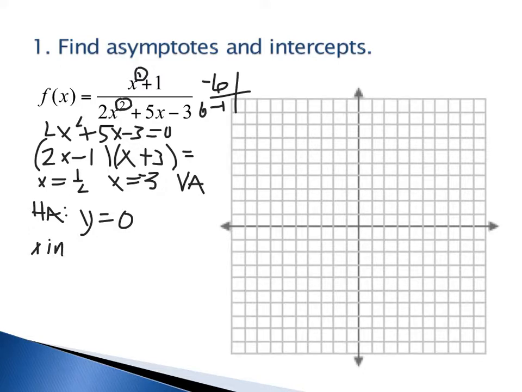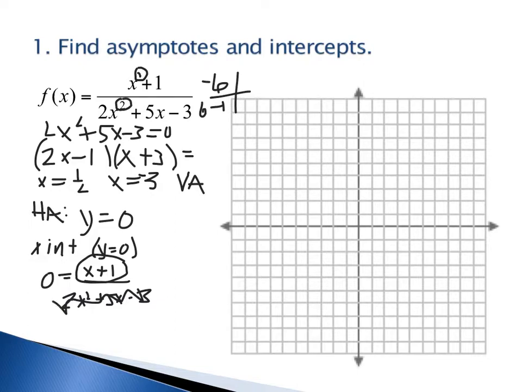So for our x-intercept, okay, we're going to set y equal to 0, and we're going to just solve. So if we do that, we have 0 equals x plus 1 over this 2x squared plus 5x minus 3. Okay, now if we think about a fraction, the only way that we can actually get a fraction to equal 0 is the top has to equal 0. So technically, we can just ignore this bottom and just set the top equal to 0. So we have x plus 1 equals 0, so x equals -1. So our x-intercept is (-1, 0).